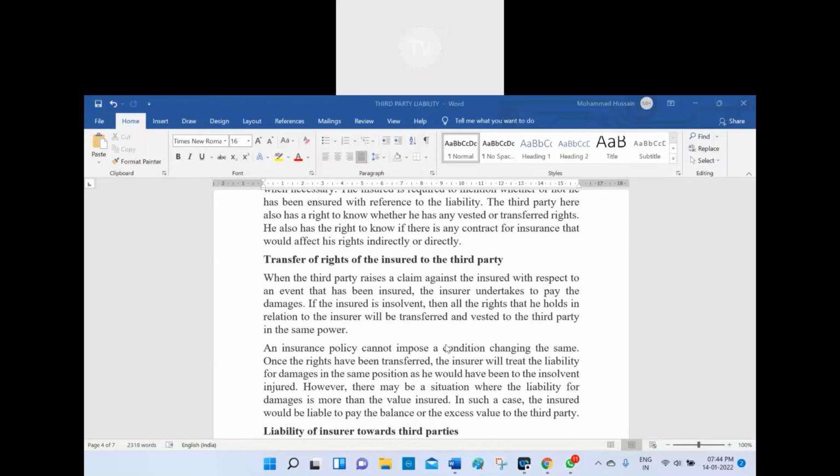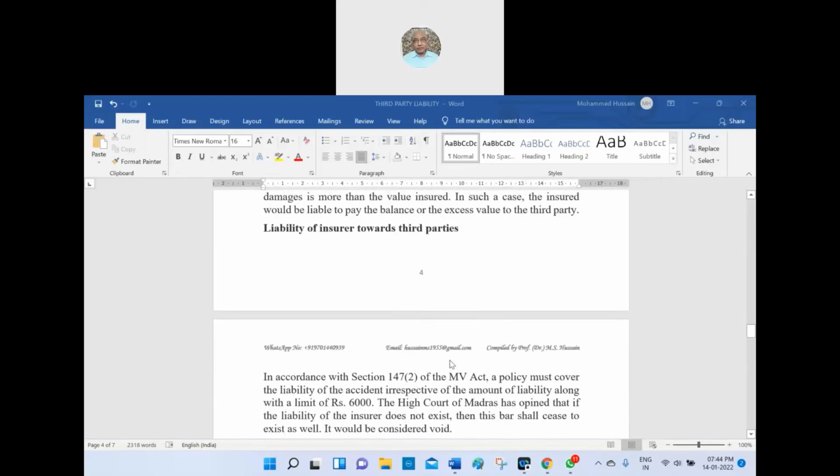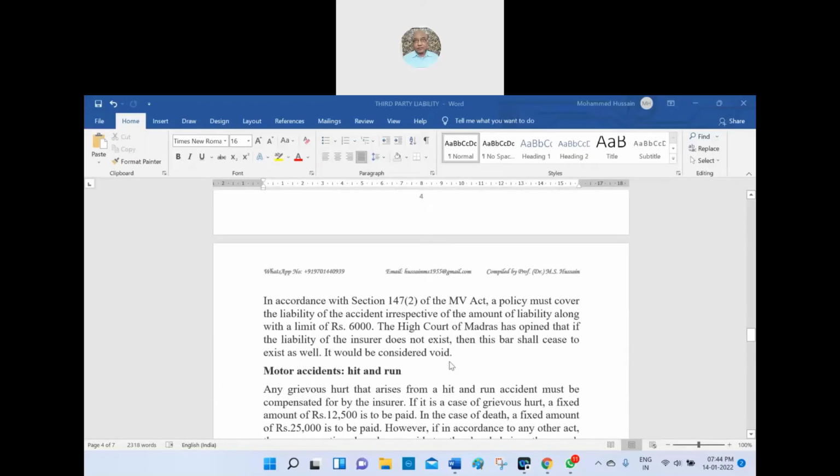Okay. So now, liability of the insurer towards the third parties. In accordance with Section 147, subsection 2 of the Motor Vehicles Act of 1988, a policy must cover the liability of the accident irrespective of the amount of liability, along with the limit of 6,000. Is it 6,000? It is 6,000.